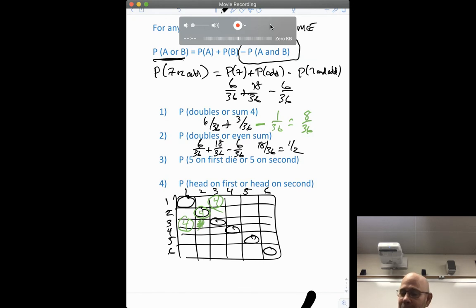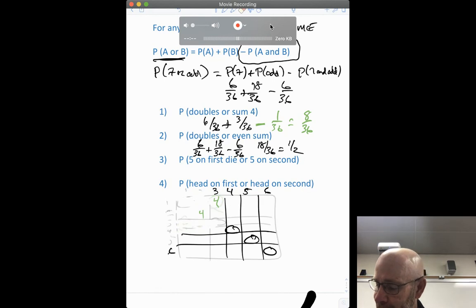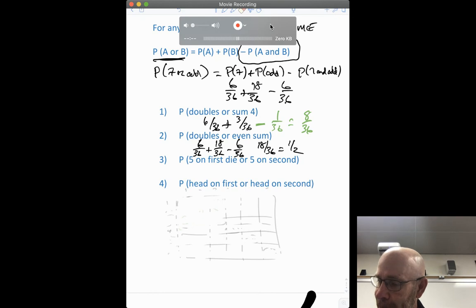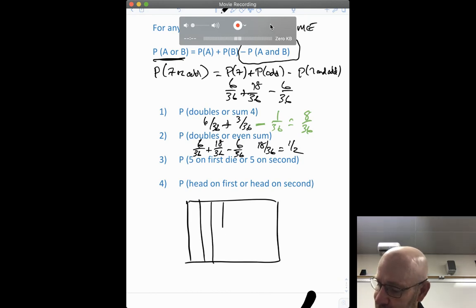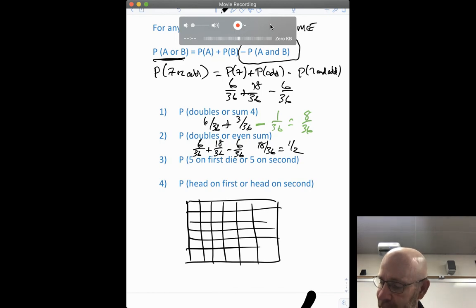Okay. Probability of 5 on the first die or 5 on the second die. I'm going to erase this real quick. Give me a second here to do a little bit of erasing at least. And then I'll rewrite here just so you can see it better. 1, 2, 3, 4, 5, 6. 1, 2, 3, 4, 5, 6. All right, so here we go. We'll call the top one the first die and the left side the second die.